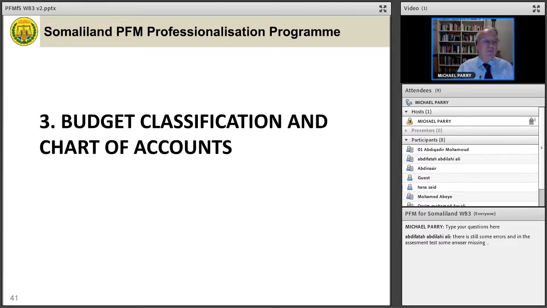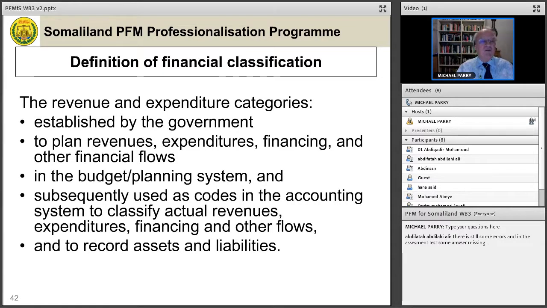Okay, let's move on to budget classification and chart of accounts. Now, this is a big subject area, and we're really only introducing it in this course. I want to take that definition that you've got in your workbook and break it down into a series of points. What is financial classification? We use the term financial classification to include both the budget classification and the chart of accounts. And the definition reads, the revenue and expenditure categories established by the government. So your government fixes the classification. And if you're in the Ministry of Finance, that probably means you.